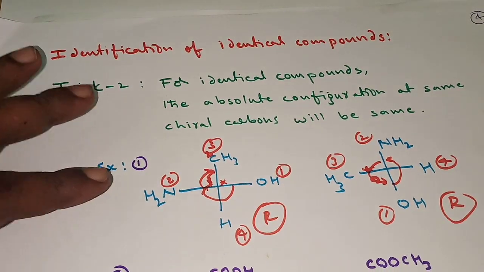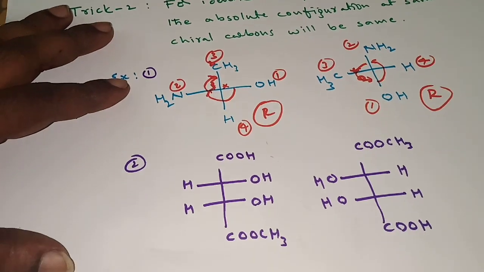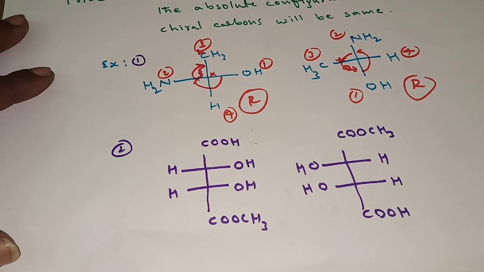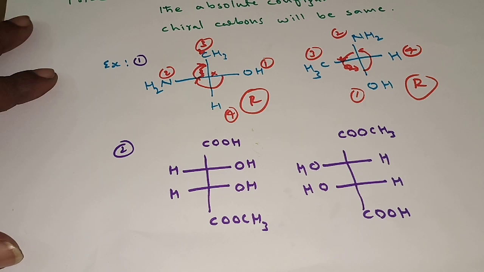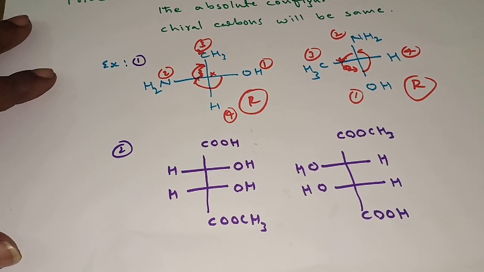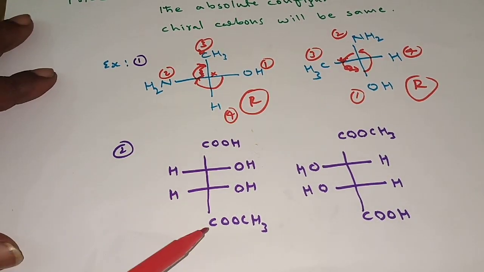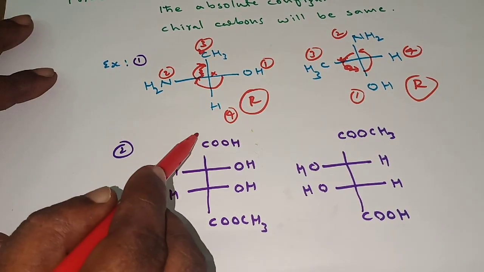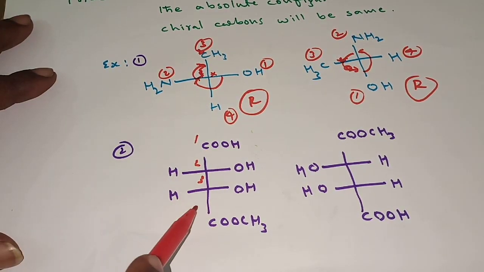Let me give you one example for the sake of your practice, guys. So here I'm giving this example. Identify whether these two compounds are identical or not. In this case, what you do is first give the numbering to the carbon atoms. Here the carboxylic acid is here, the ester is here. The carboxylic acid gets the first number. So 1, 2, 3, 4.